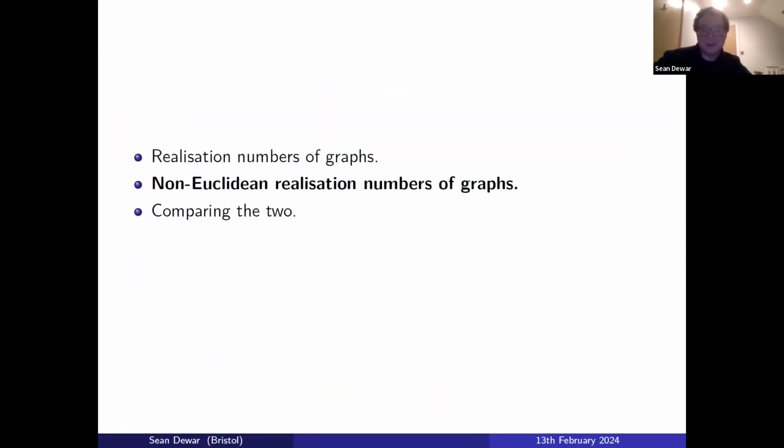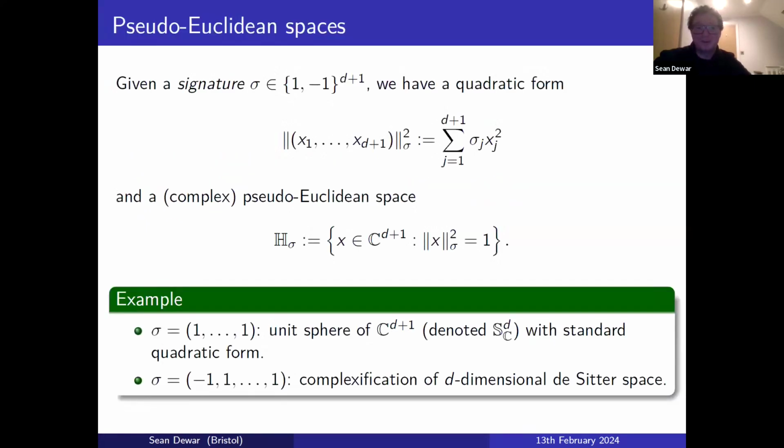Right, so I've covered a lot about realization numbers of graphs. I'm now going to move on to the non-Euclidean variant. So, given a signature, just a vector of 1s and minus 1s, I can now make another quadratic form. I'm using d+1 coordinates this time, and occasionally I'm throwing in a -1 when I'm working out distances. A standard one for Minkowski space would be x squared plus y squared plus z squared minus t squared, where t is time. That's kind of a classic one.